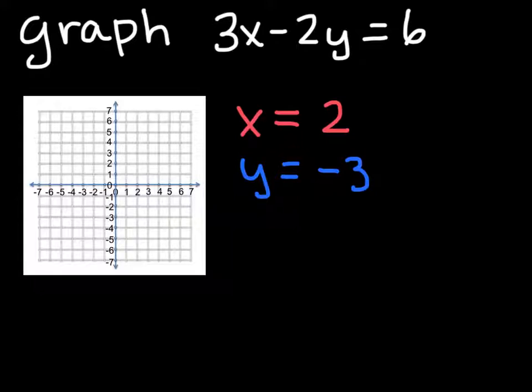So we'll graph this equation by first plotting the x-intercept. The x-intercept will be at the coordinates 2, 0. So let's go ahead and put that on our graph. Now let's graph the y-intercept, which will be at 0, -3. Now we complete our graph by drawing a line between the 2 points. And there is our linear graph for 3x minus 2y equals 6.